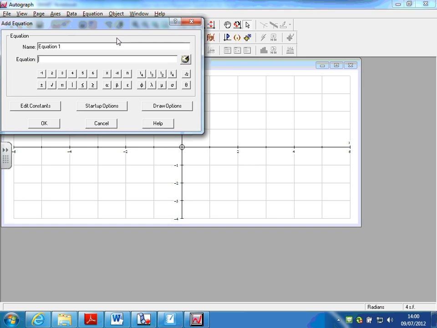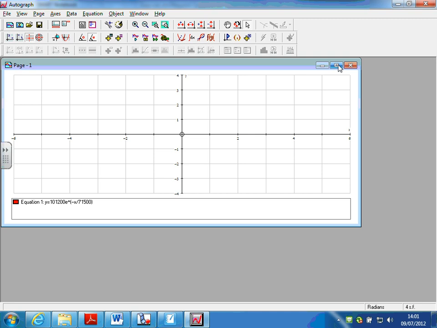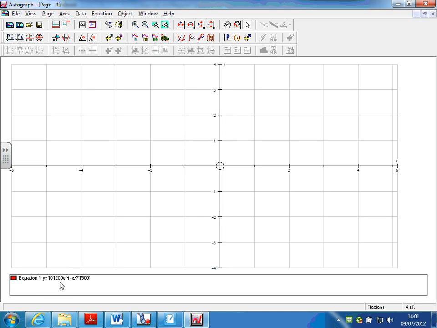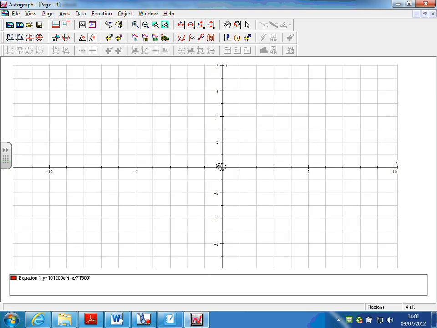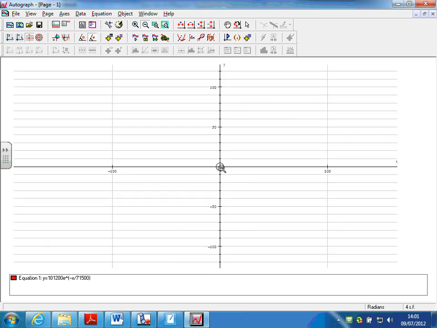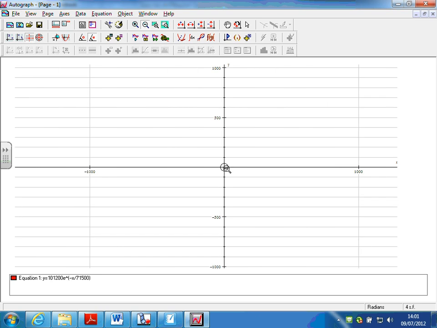enter an equation, y equals 101,200 e to the power minus x divided by, we use a slash for divided by, 71,500. Those brackets. Okay. Not surprisingly, we don't see anything because it's cutting the y-axis at 101,000, so I need to zoom right out on this graph. We'll keep hitting the zoom out button until we see the graph appear.